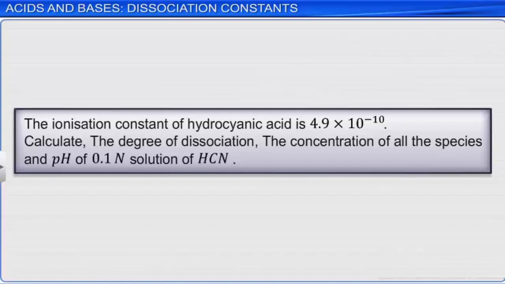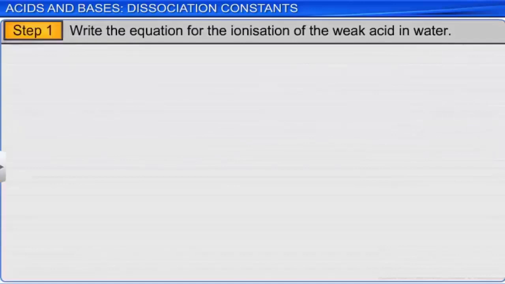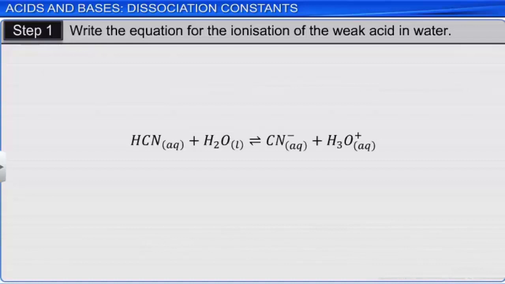acid. The first step in solving this problem involves writing the equation for the ionization of a weak acid in water. The equation for the ionization of hydrocyanic acid in water is HCN(aq) + H2O(l) in equilibrium with CN-(aq) + H3O+(aq).